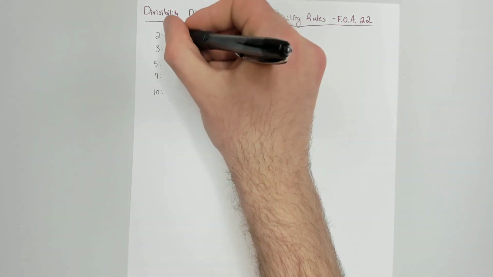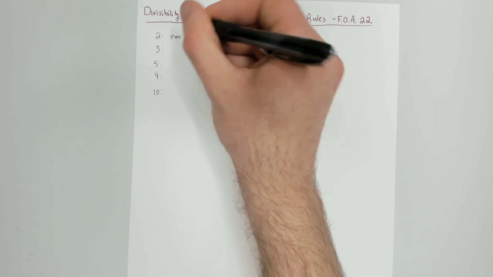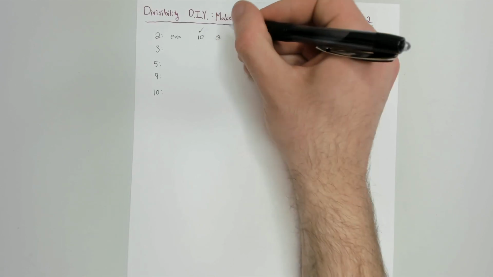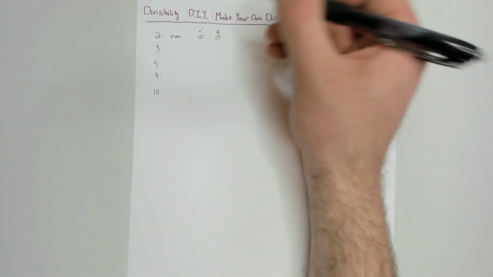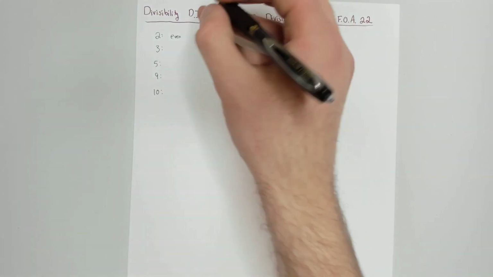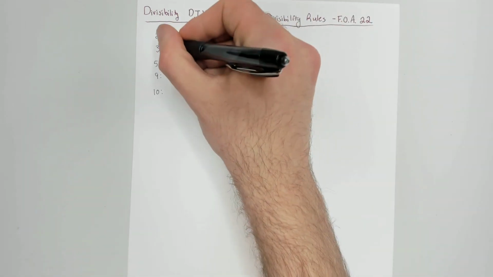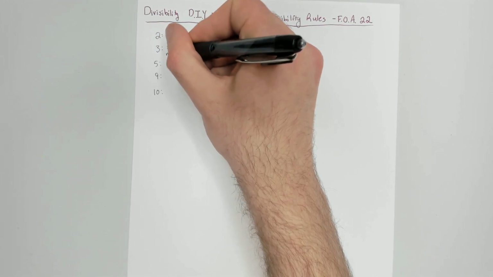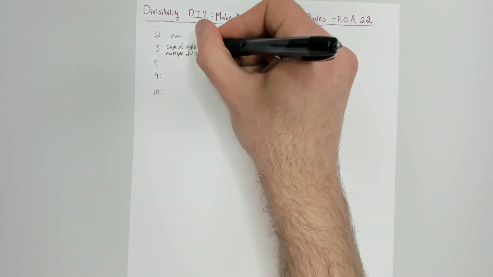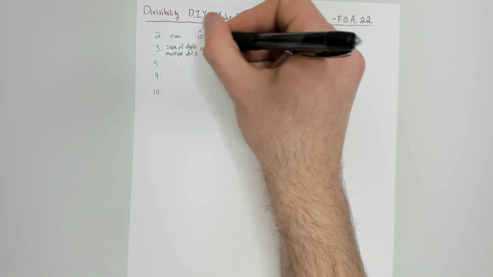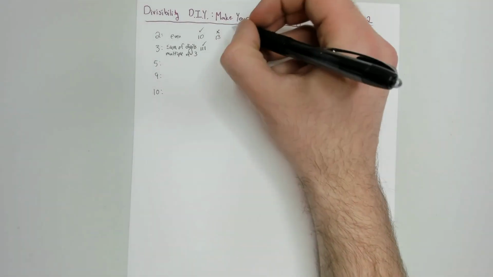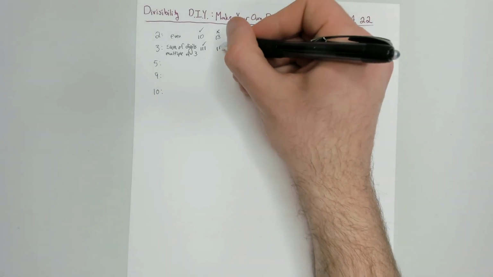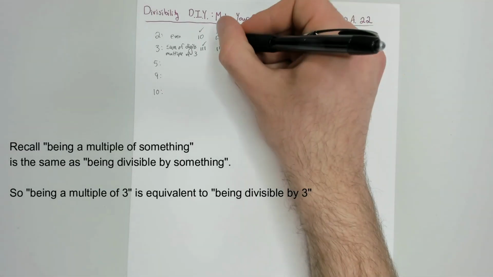To be divisible by 2, it had to be an even number. So for example, 10 was divisible, but 13 was not divisible by 2 because 10 is even and 13 is odd. For 3, to be divisible by 3, the sum of the digits had to be a multiple of 3. So for example, 111 is divisible by 3 since 1 plus 1 plus 1 is 3, which is a multiple of 3. But 113 would not be a multiple of 3 because 1 plus 1 plus 3 is 5, which isn't a multiple of 3.